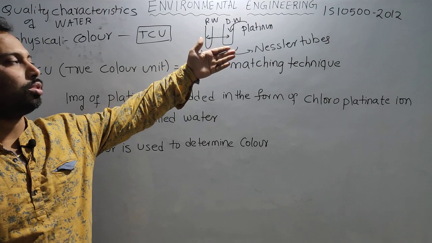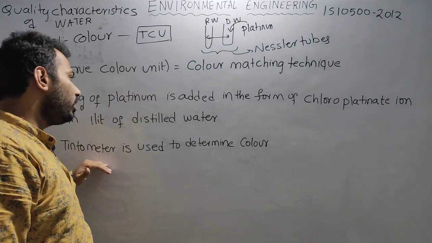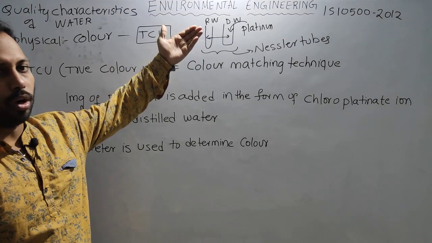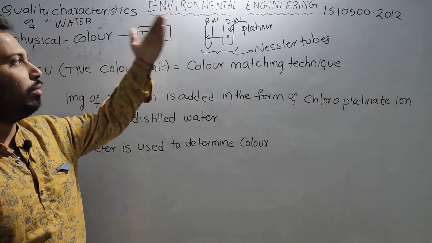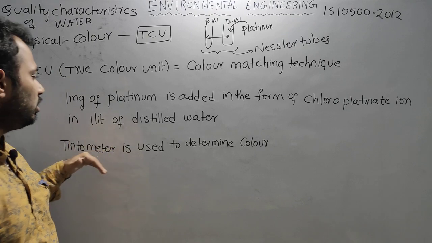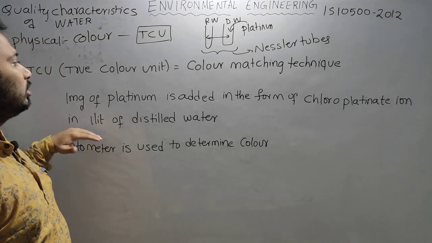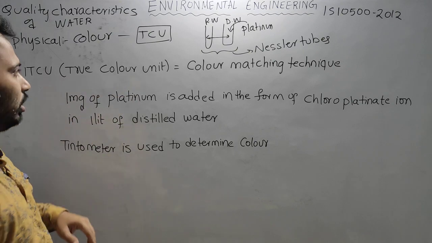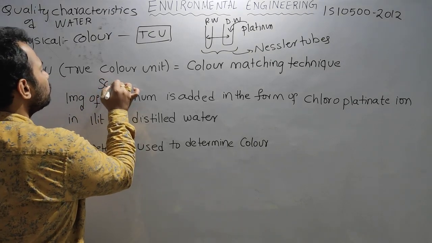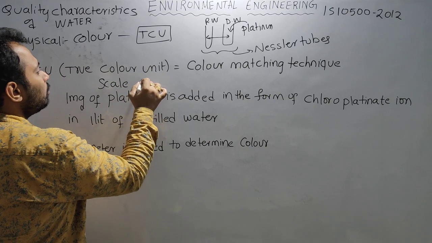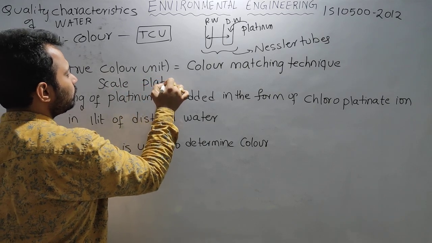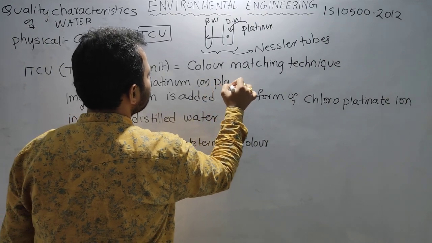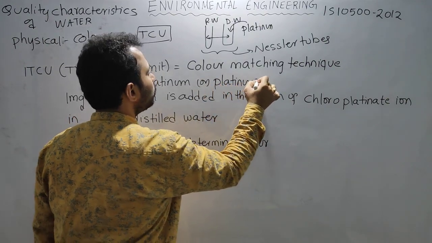In Nessler tubes, using an equipment called tintometer. So we take the water in the Nessler tube and we establish a color matching using tintometer, and the scale is platinum cobalt scale or simply platinum scale. So here the scale is platinum or platinum cobalt. So we can use both scales.